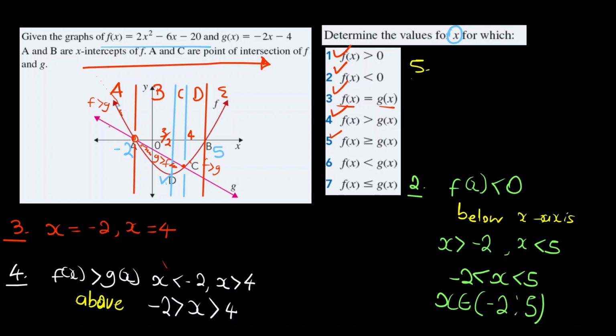So this is 5. They're asking us where is f of x greater than or equal to g of x. The only thing they changed is including the equals to sign. In the previous question there was no equals to sign, but now they're including it. So our answer does not change. The only thing that changes is that in our answer we need to include the equals to signs, because it will be the same areas where f is greater. The only difference is that we are including the points where they intersect. That's the only difference.